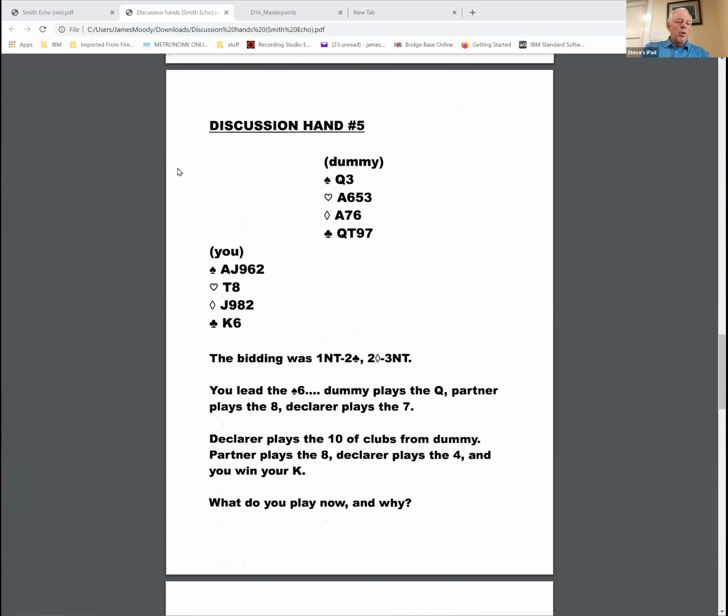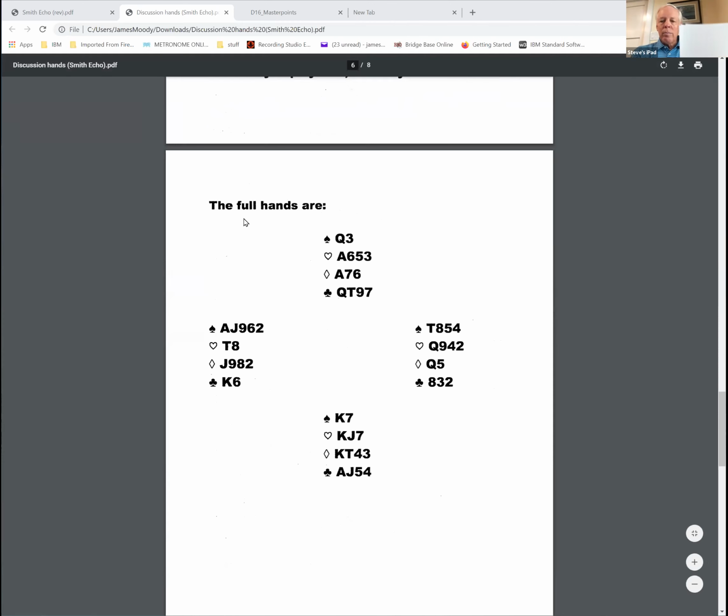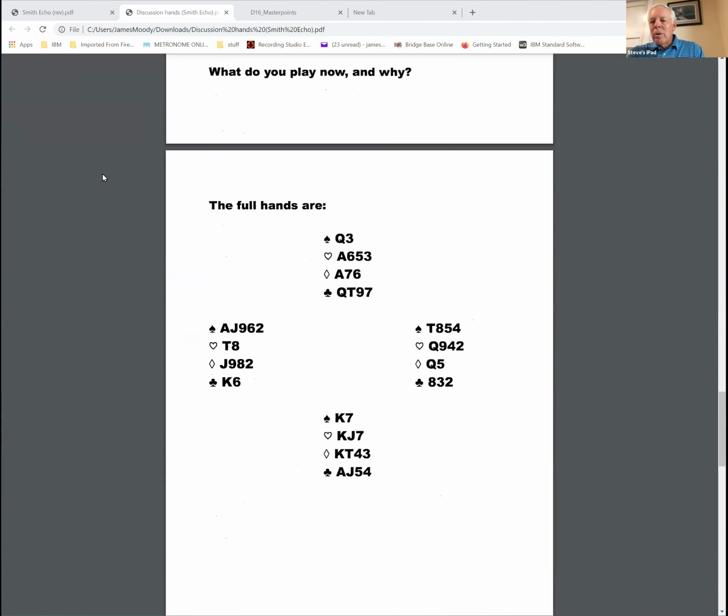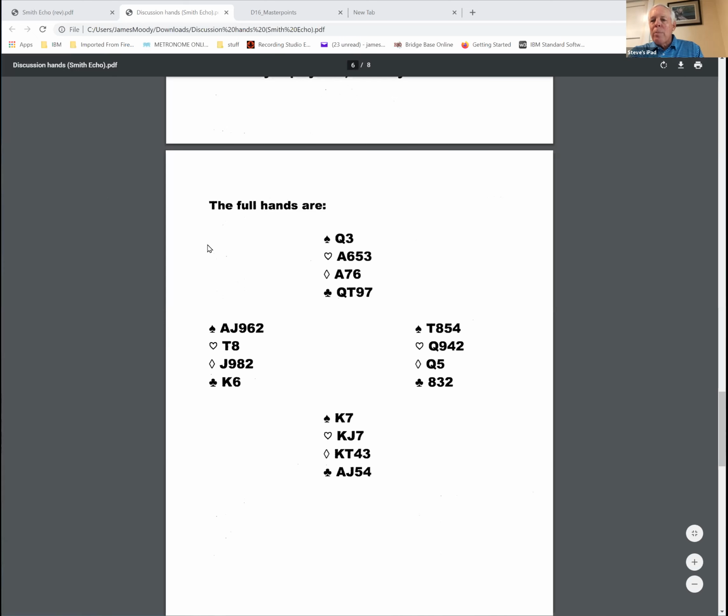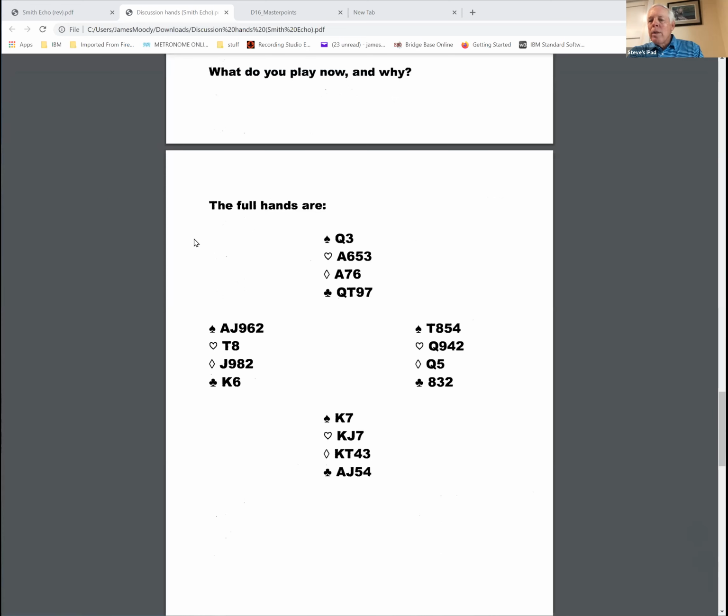All right, so the full hand is shown on the next page. James, if you'll show it there. Okay, so there's declarer. He's in trouble. And so he tried to confuse things by popping up with that queen and hoping against hope that either the club finesse would win, or that if it lost, you wouldn't be able to figure it out. And if partner had not been able to Smith Echo, the odds are you probably wouldn't have figured it out.